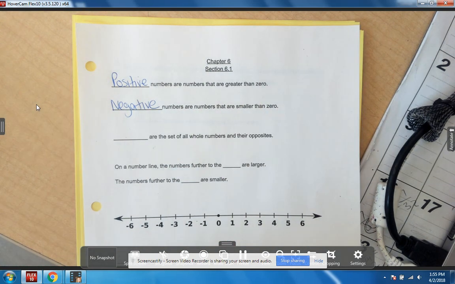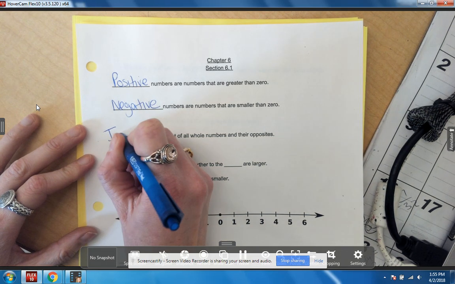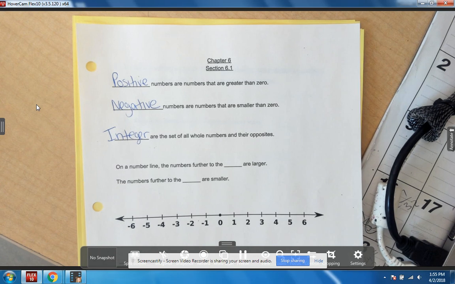Okay. Blank are the set of all whole numbers and their opposites. So that's the word I was saying a second ago. That word is integer. So integer means all positive and negative whole numbers, which is good. That means we're not dealing with decimals or fractions.